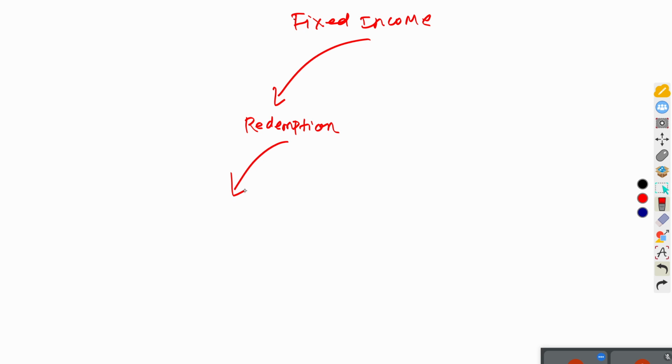So in case of fixed income, corporate action types would be redemptions. In redemptions also you would see different types, like partial redemptions and fully redemptions.